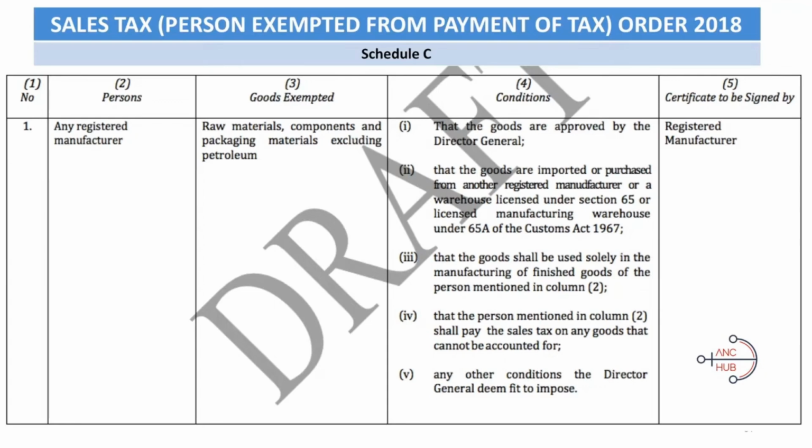Let's look at number 1. Number 1 talks about any registered manufacturer, and the goods that you are exempted on are raw materials, components, and packaging materials, excluding petroleum. The conditions are you have to get approval by the DG, and the goods are either imported, or purchased from another registered manufacturer where they charge you sales tax, or bought from a warehouse licensed under Section 65, Licensed Manufacturing Warehouse, LMW. And these goods are solely used in manufacture of finished goods. Okay, so if you have all these conditions fulfilled, you can always apply through the MySST portal.